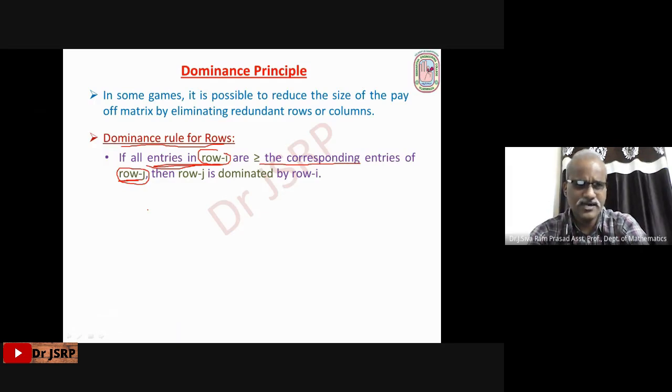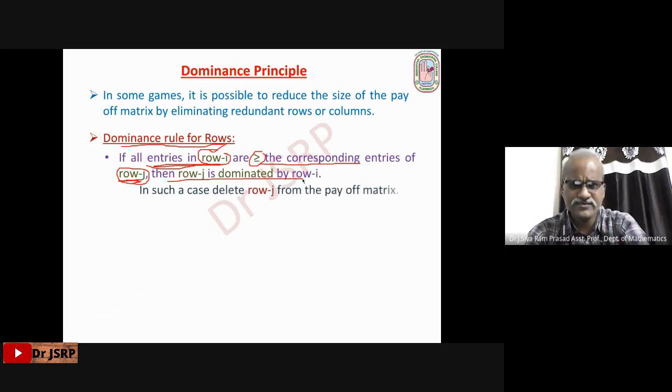He always tries to select strategy I compared with strategy J, since the payoffs corresponding to strategy I are more than the payoffs of strategy J. So in this case, player A always tries to select strategy I. That means he can skip row J. Row J is dominated by row I. In such case, delete row J from the payoff matrix. So that is the dominance rule for rows.